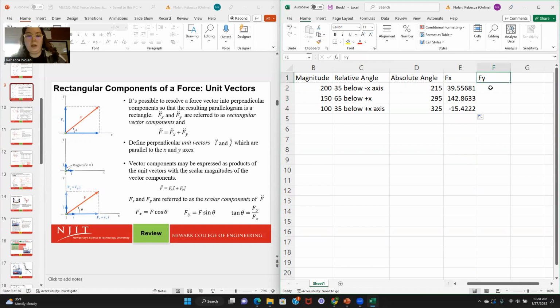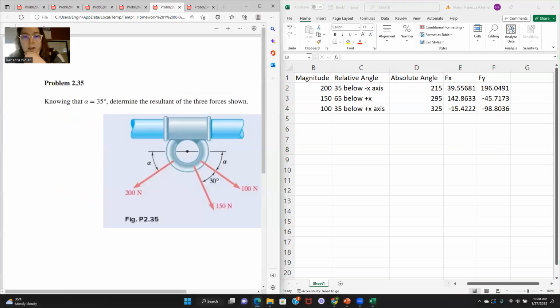Perfect. Okay. And then over here, we're going to do our Fy equals F, magnitude of F, times the sine of our absolute angle. And if I drag this down, let's hope it goes with us. Let's see if these numbers make sense as well. That's the other thing. Okay.